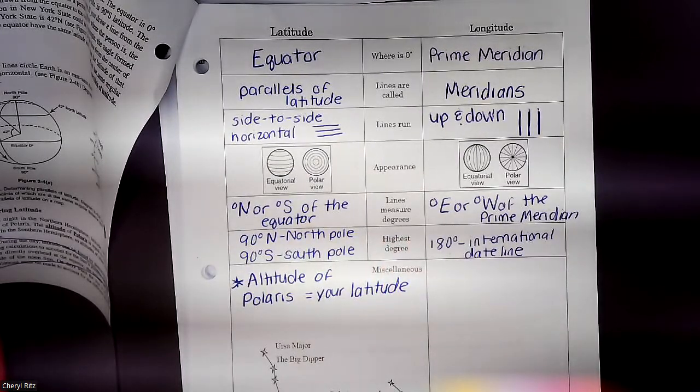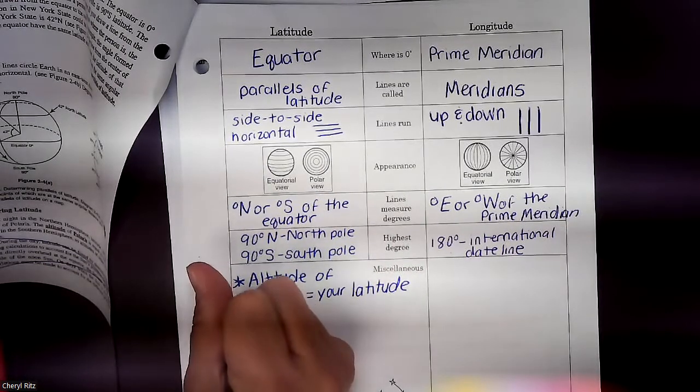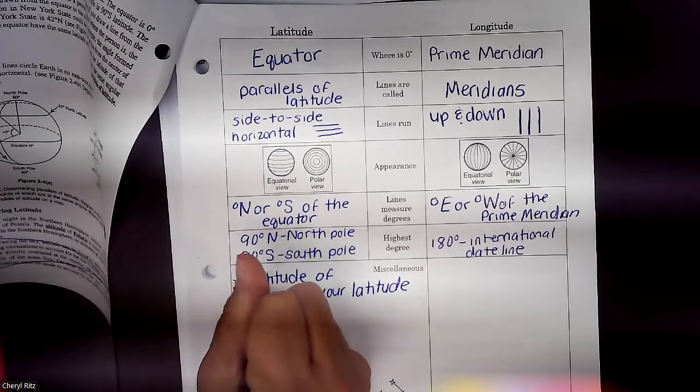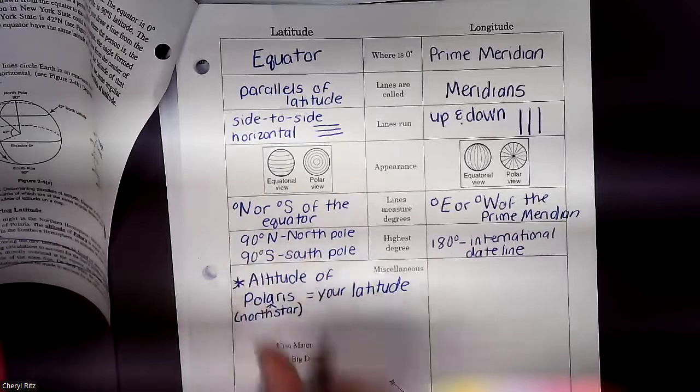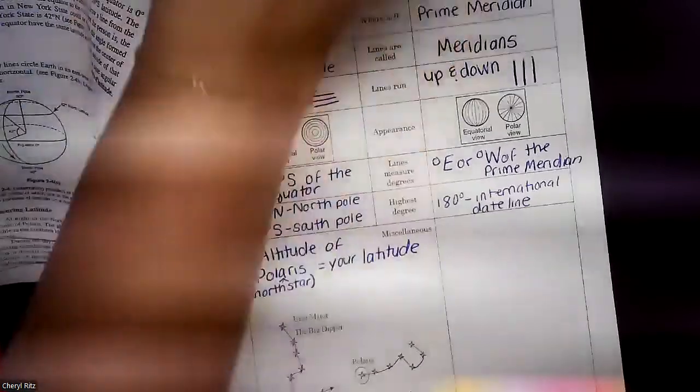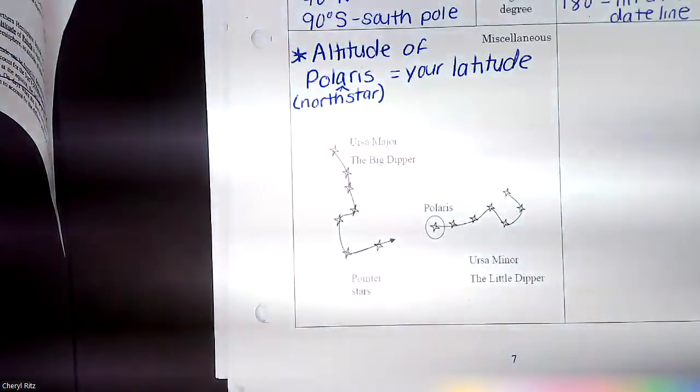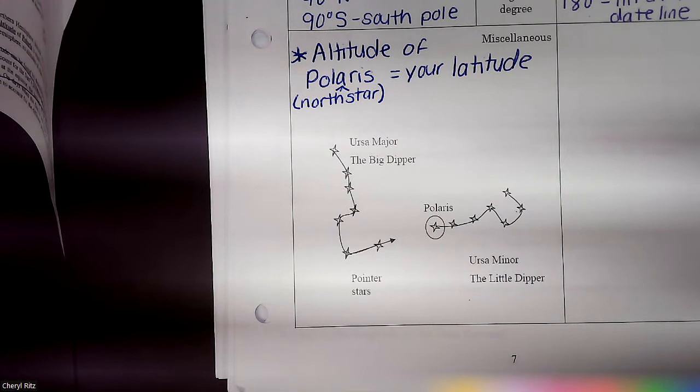So first of all, we've got to know what Polaris is. Does anybody know what Polaris is? It's a fancy name for a certain star. It is the North Star. So I'm going to add that right underneath it. Can't see? Okay. Sorry, we're tangled. All right, altitude of Polaris equals your latitude. By the way, Polaris is the North Star.